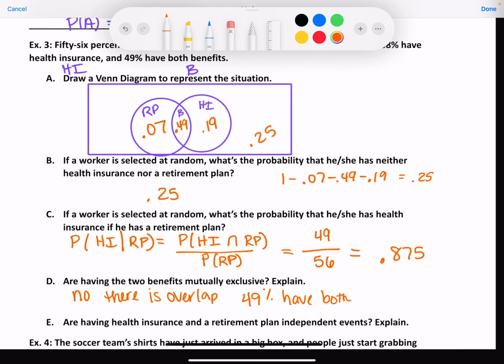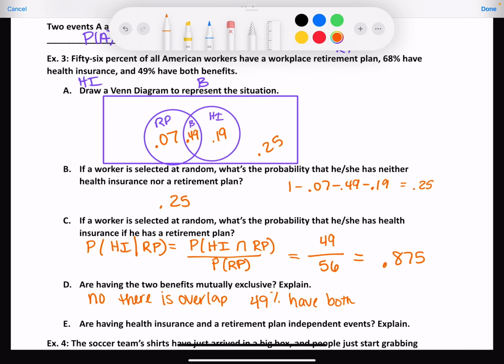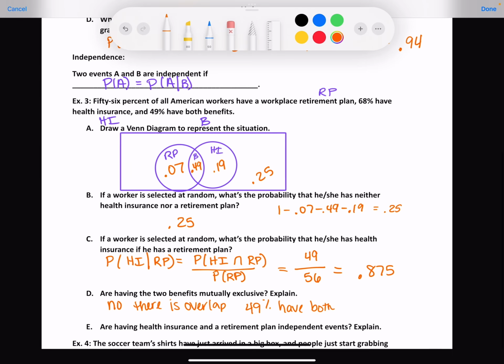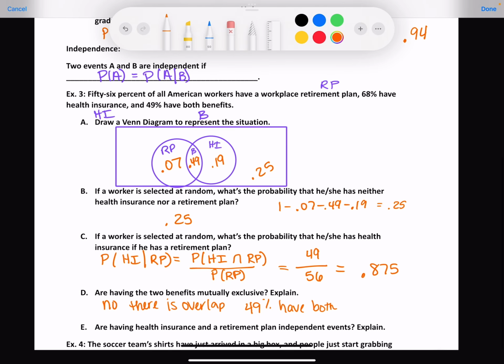Okay, so then the next question here, I don't have a ton of room, so I might have to just write it up to the side or something. For the math part, I won't, but then to explain it, I might. So, are having health insurance and a retirement plan independent events? The way we find out if it's independent is P of A is equal to P of A given B.